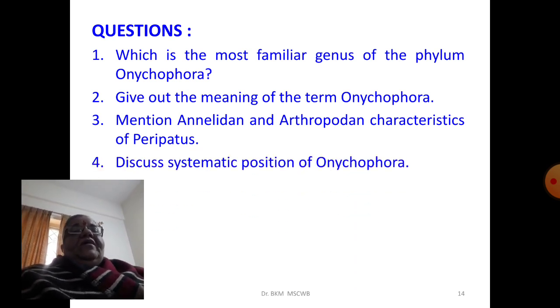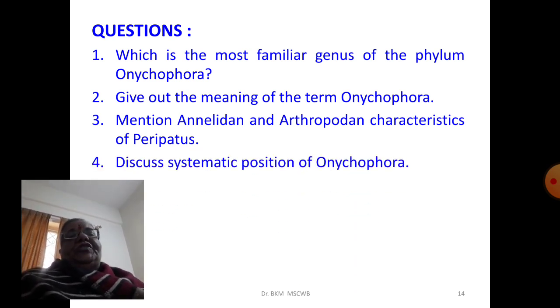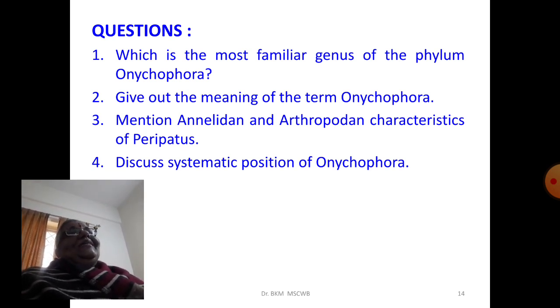Then discuss the systematic position of Onychophora for 10 marks. The same question may be asked in a different manner. Genus Peripatus is a connecting link between the phylum Annelida and Arthropoda. Justify your statement for 10 marks.